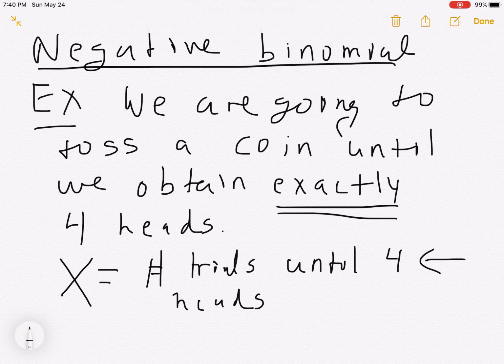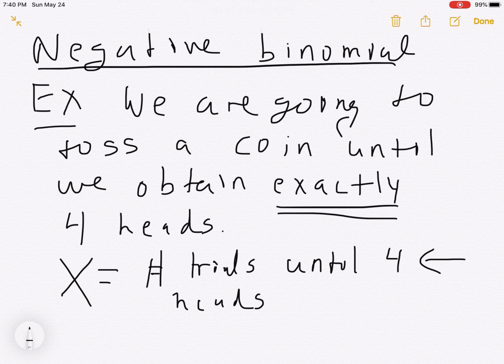Exactly four heads. Okay. And now on the next page, I'm going to show you the events in the sample space that correspond to this. When we write this out, I have X and I have the event in the sample space. So my random variable is the number of trials until we obtain exactly four heads. The smallest value that X can be is four.